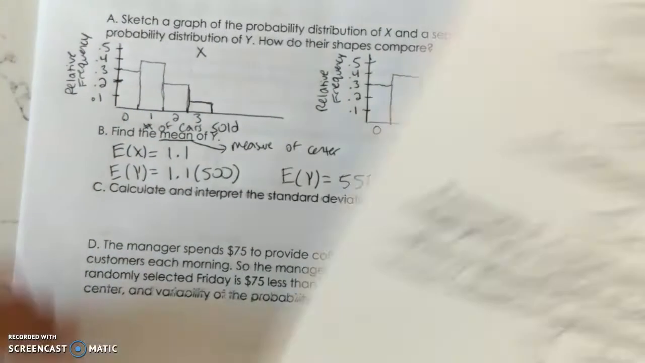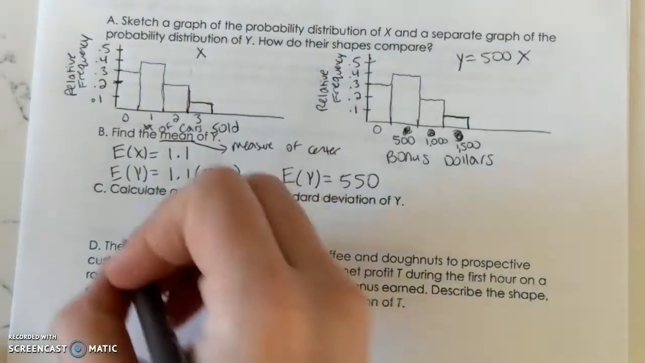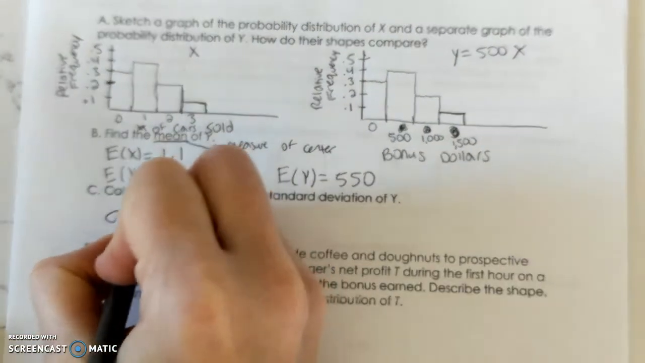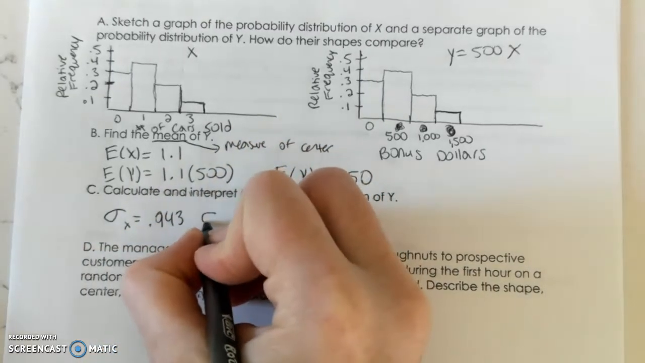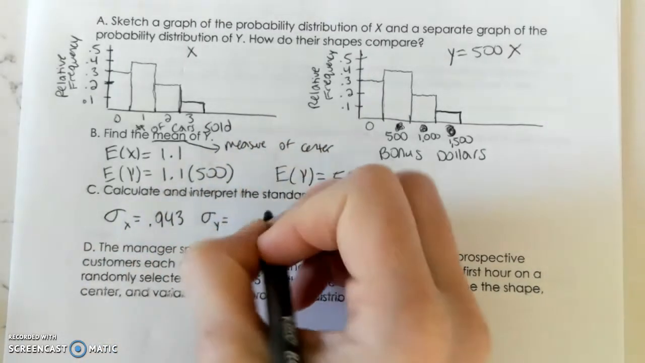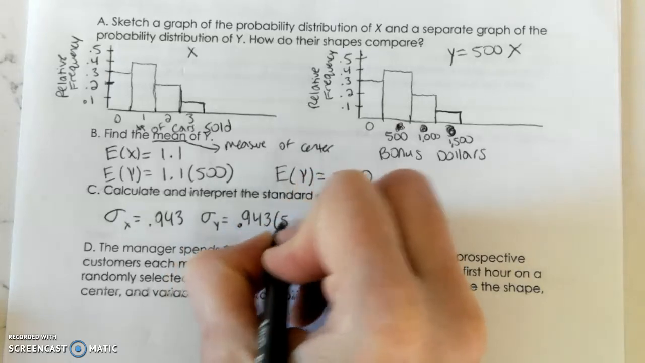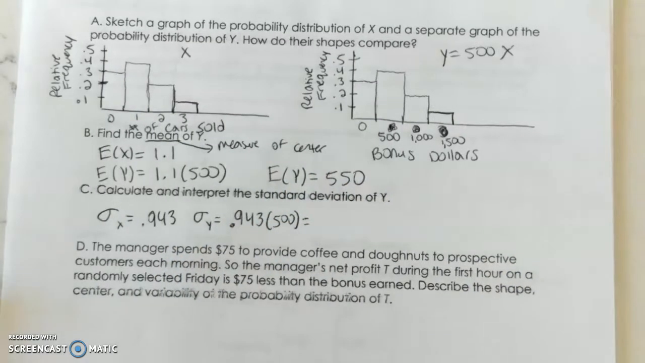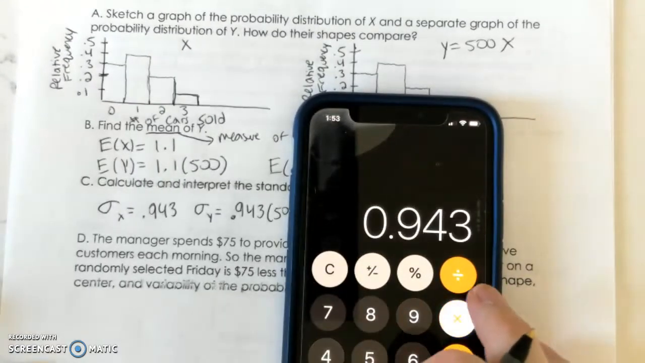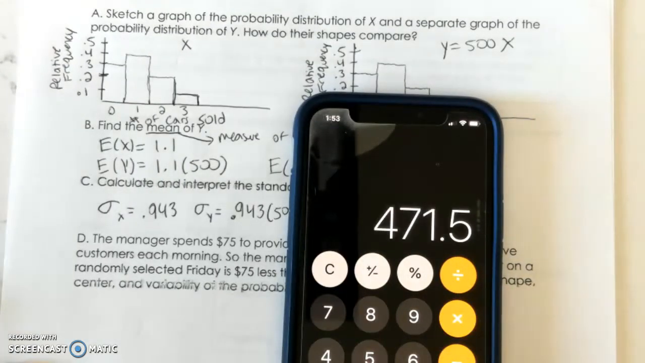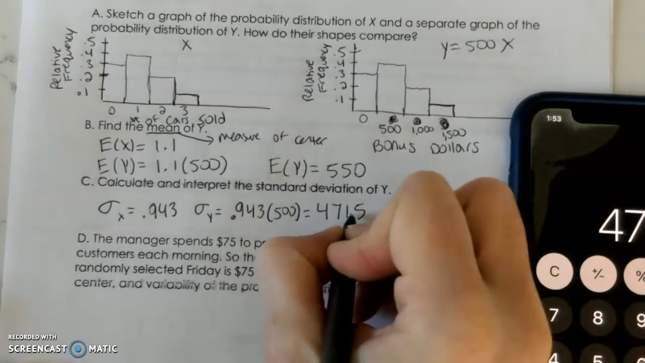So in the problem, it told us our standard deviation was 0.943. So our standard deviation of x was equal to 0.943. So to get the standard deviation of y, which was the probability distribution of bonus dollars, I just take 0.943 and I multiply it by 500. And you get 471.5.